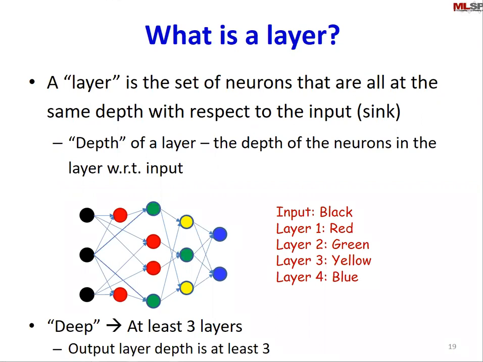No. Why not? Because if you see, the black one is connected to red, then green, and then yellow. So it's basically second layer. So the yellow ones are depth 3, the blue ones are layer 4. So you can see how the layers are counted. A layer consists of all of the neurons at the same depth with respect to the input. And a neural network is considered deep if the output layer is depth at least 3.